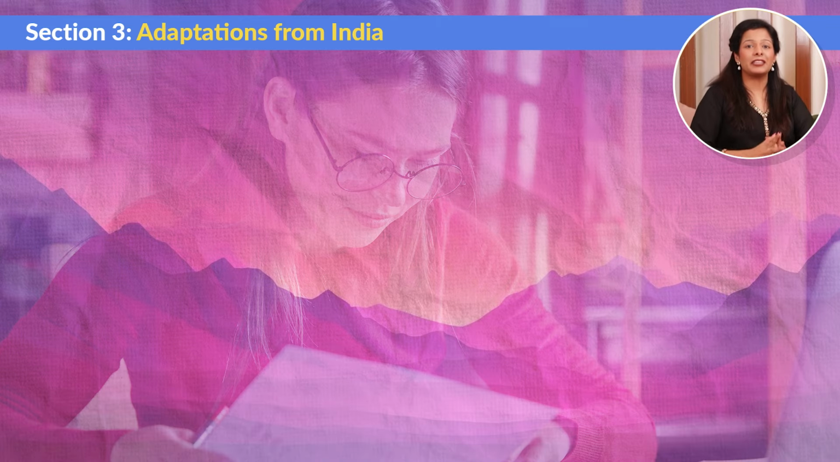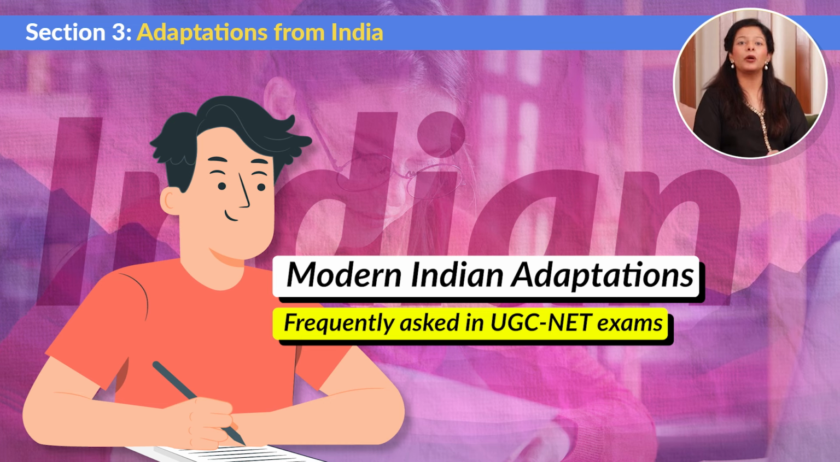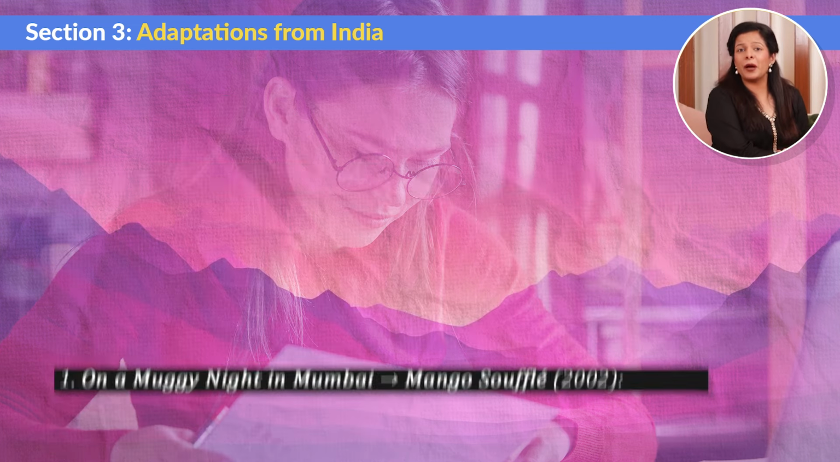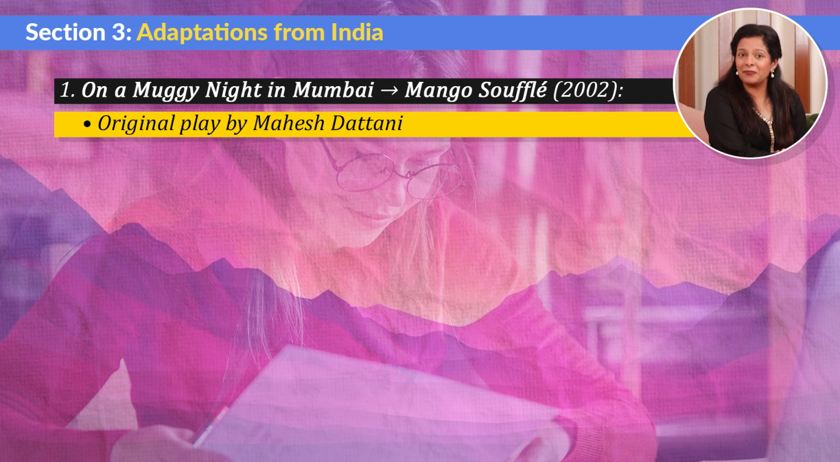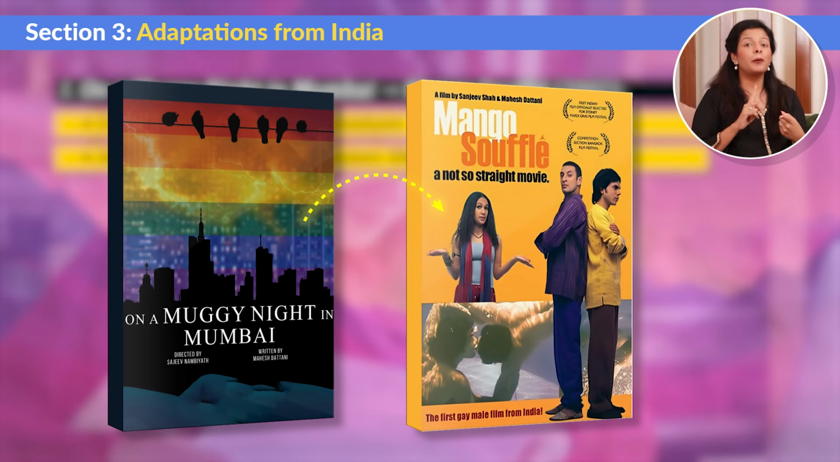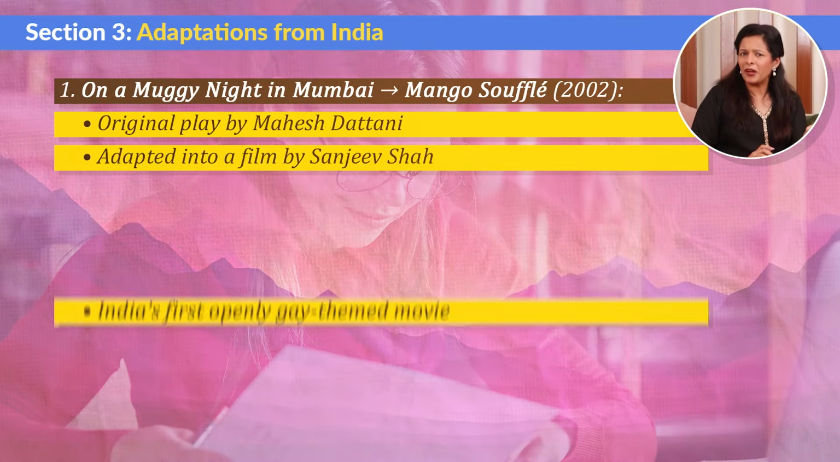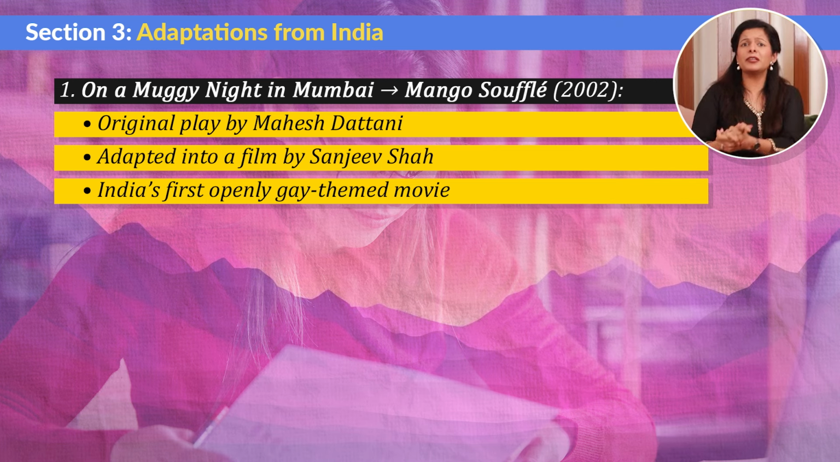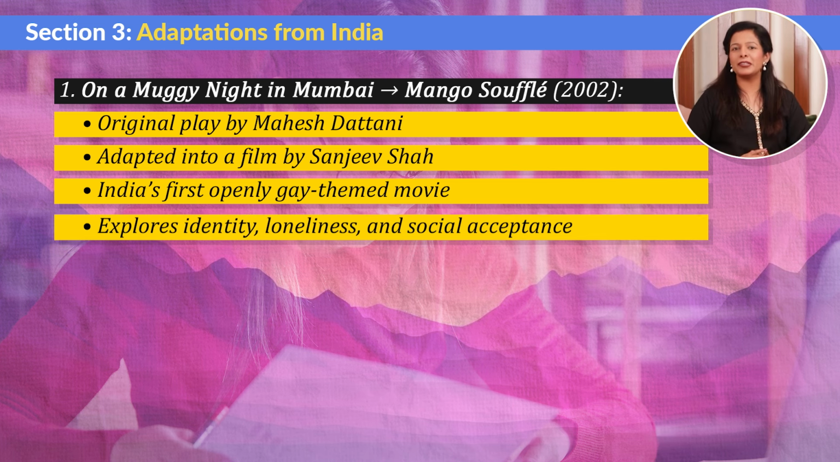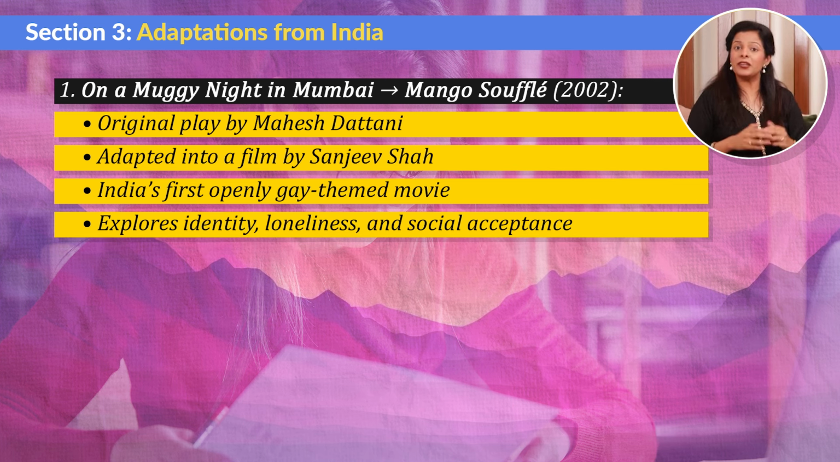Let's now add a Desi twist and talk about some modern Indian adaptations that have been asked in the UGC NET exam. First, we have Mahesh Dattani's play On a Muggy Night in Mumbai, which was adapted into the film Mango Souffle by Sanjeev Shah in the year 2002. Friends, this movie is extra special as it is often noted as India's first openly gay-themed movie. It explores themes like identity, loneliness, and social acceptance.